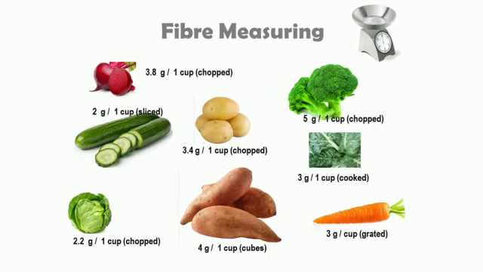1 cup of chopped beetroots or cooked spinach or grated carrots or chopped potatoes contains 3 grams of fiber. 1 cup of sliced cucumbers or chopped cabbages contains 2 grams. 1 cup of chopped sweet potatoes contains 4 grams, and 1 cup of chopped broccoli contains 5 grams.